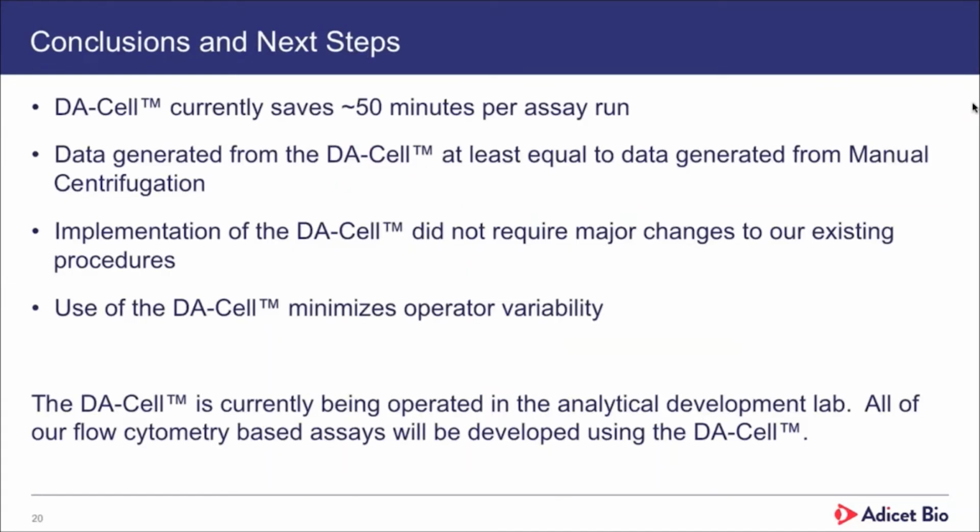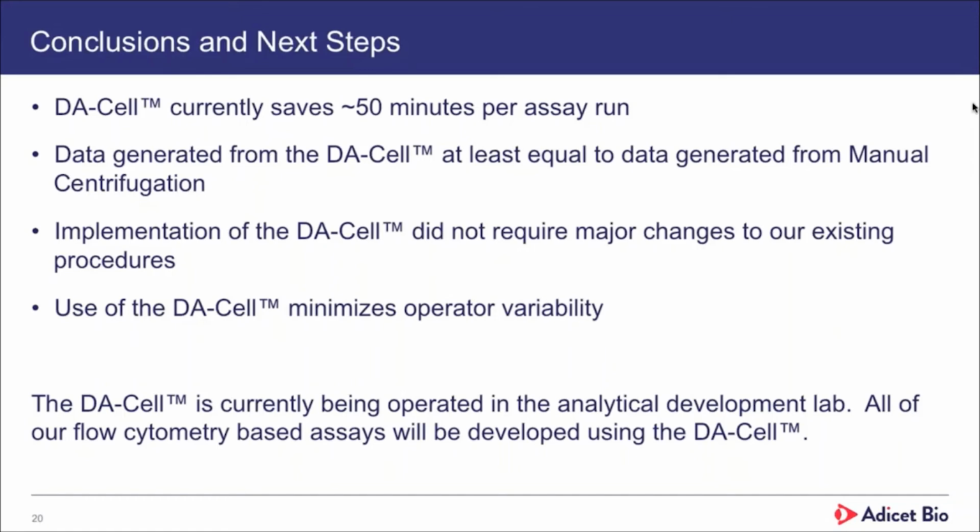So where are we now? Implementation of the DA cell currently saves us about 50 minutes per assay run. So even over the course of 1 week, where we're running maybe 10 assays between all the individual users, we're talking about almost 8 to 10 hours of FTE time that's saved just in terms of optimizing the wash step. So the data generated from the DA cell is at least equal to the data generated from the manual centrifugation method. There's a slight advantage to the DA cell in terms of the MFI. The frequencies are roughly equivalent.